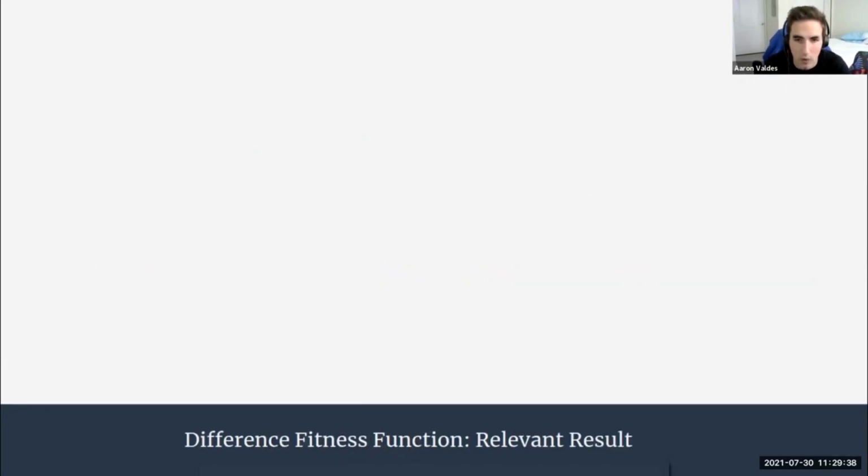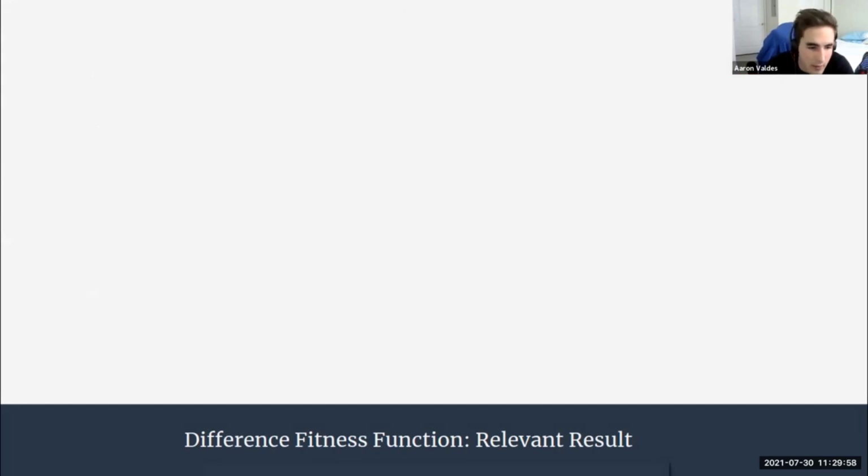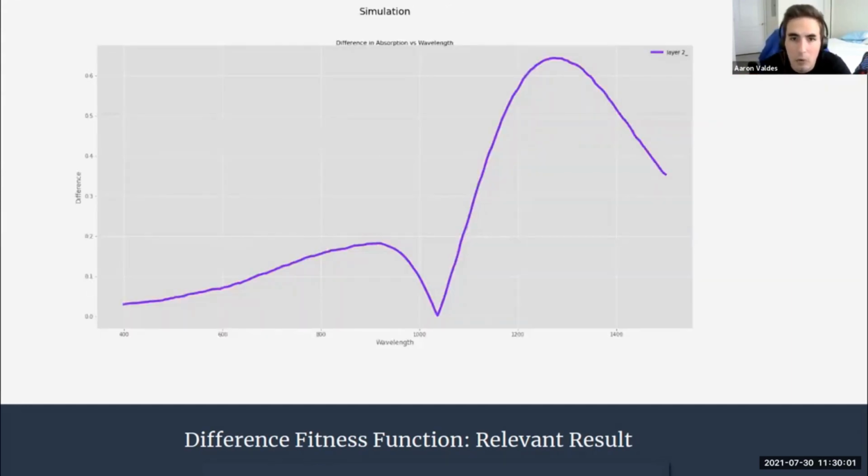Difference fitness function, relevant or optimal results. In this chart, we can see how increasing the number of layers increases the difference in absorption between amorphous and crystalline. As you can see, there's a visible difference between having 2 layers and 7 layers. In this graph, I present the most optimal result with 0.65 difference in absorption. This was obtained with 15 million trials for 2 layers. By the way, these are preliminary results because most likely the optimization algorithm has not converged for structures with a large number of layers.